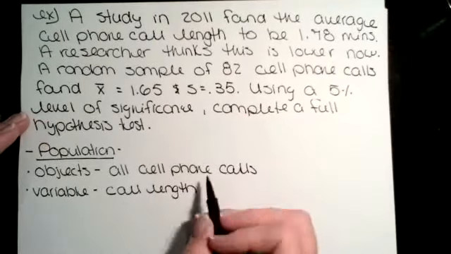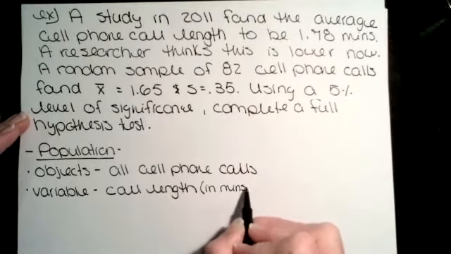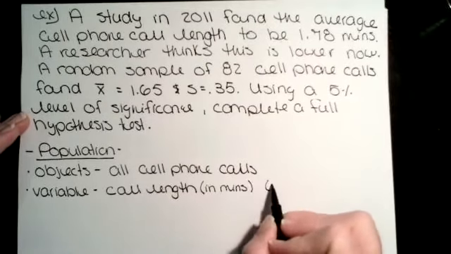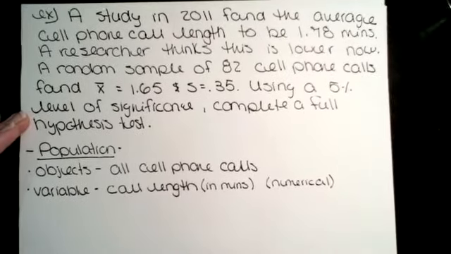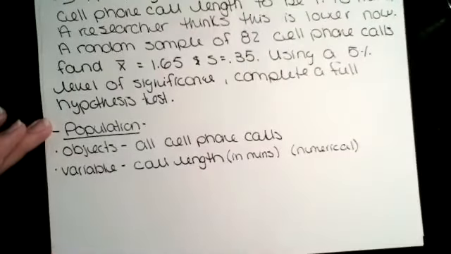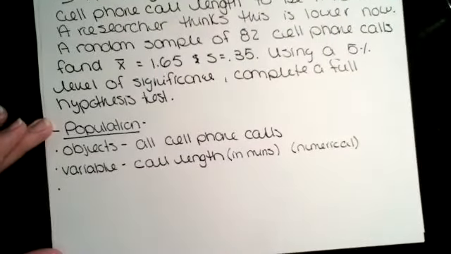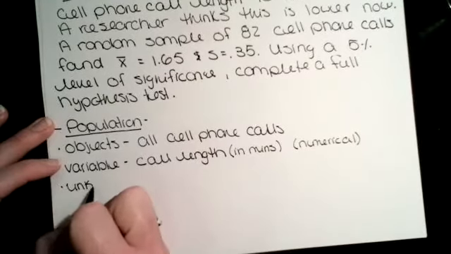So I'm going to put call length. I'm just going to put in minutes. Okay, and then I'm also going to put over here, this is numerical. So I like to note that, right? So if I know it's numerical, this is helping me all the way through the problem. So the next bullet point is going to be my unknown.